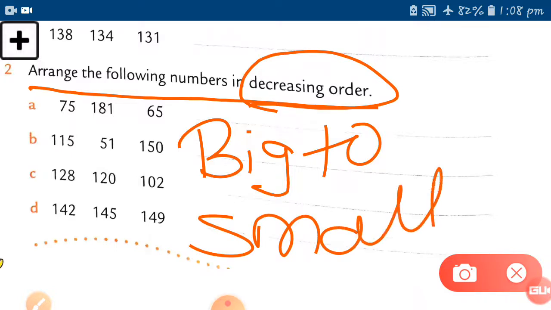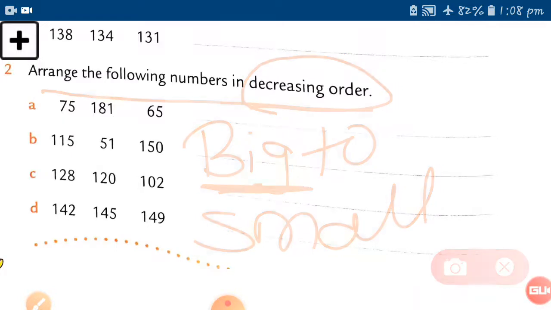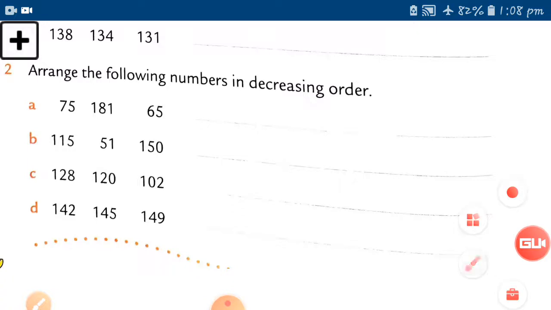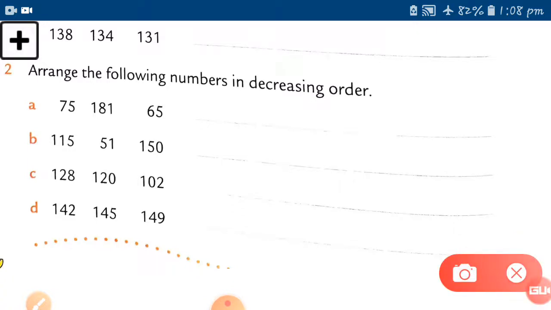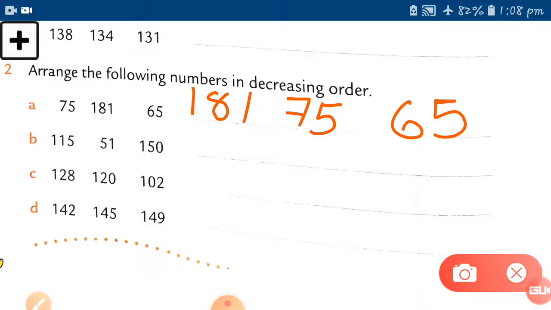Okay, let's take the first big number. Let's start. Let's take the big number first. Here is a 3-digit number. Let's take 181. Then the next big number is 75, and the next big number is 65. Okay, so this is number A.